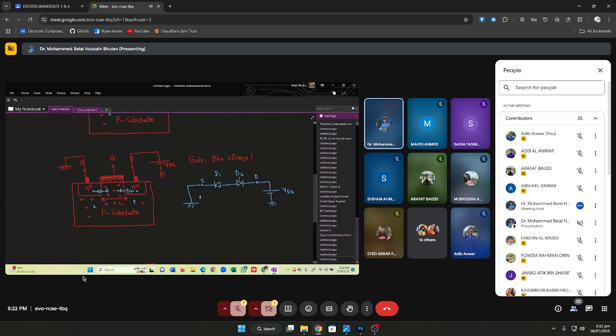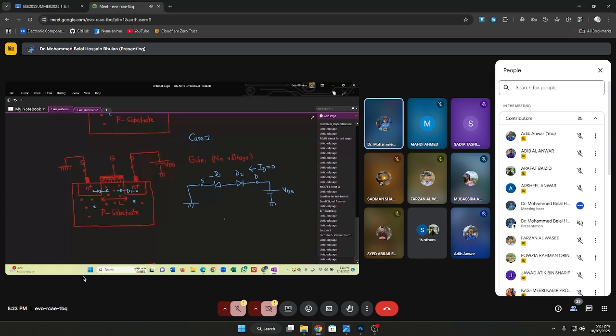So if this is the case, tell me what would be the current that will be flowing? Sir, zero. Zero, because D1 and D2 are connected in opposite directions. So this is our case one. The drain current ID is 0. That is, there is no conduction of current in the channel region. This is our channel region.